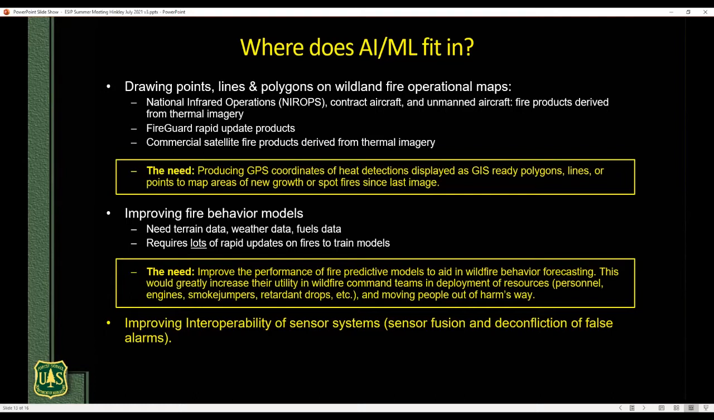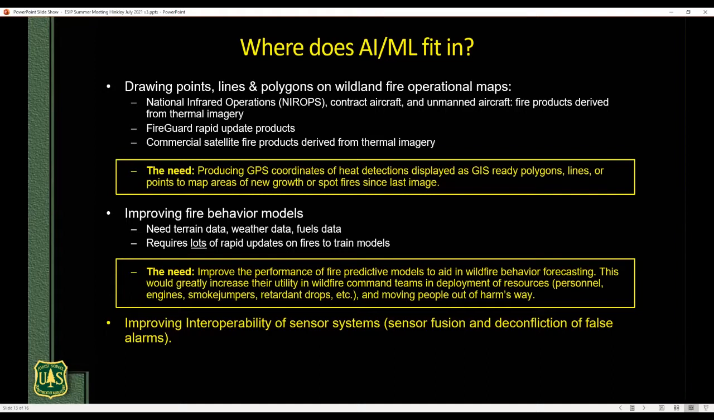And I think that artificial intelligence and machine learning, looking retrospectively and forensically at fires where we have rapid time slices over fires, could improve the performance of fire predictive models in order to aid in wildfire behavior forecasting. And that's very important to the incident command teams. Is, you know, what do you expect this fire to do over the next 6, 12, and 24 hours?